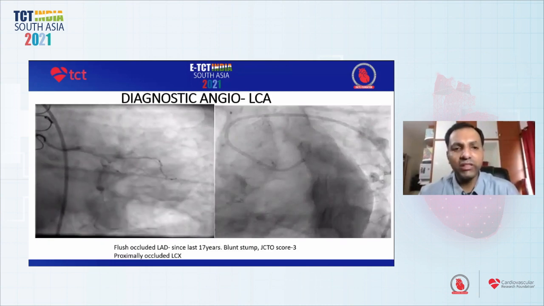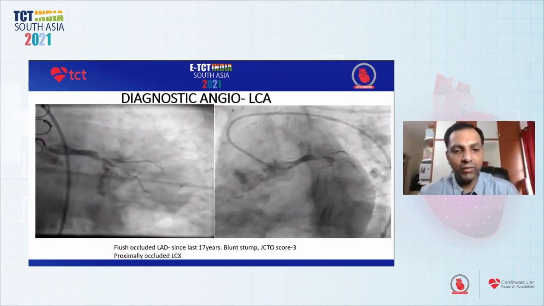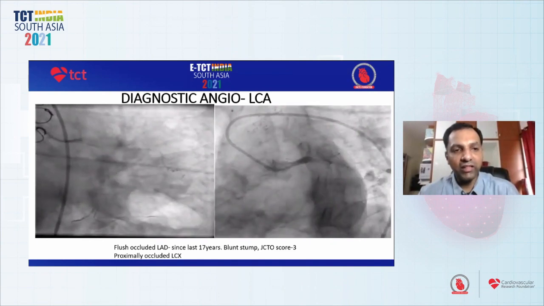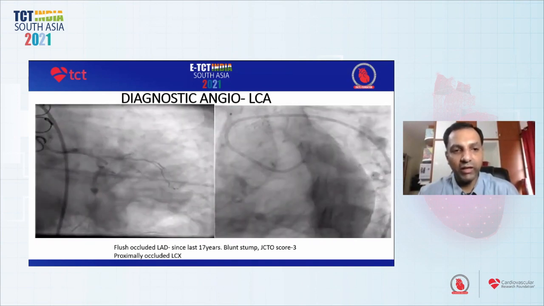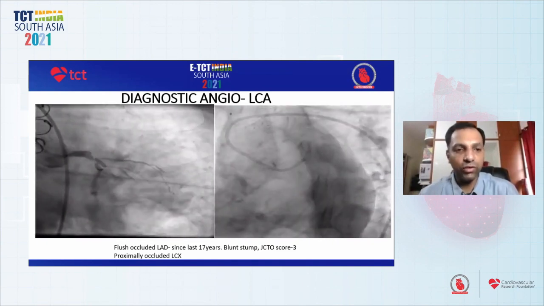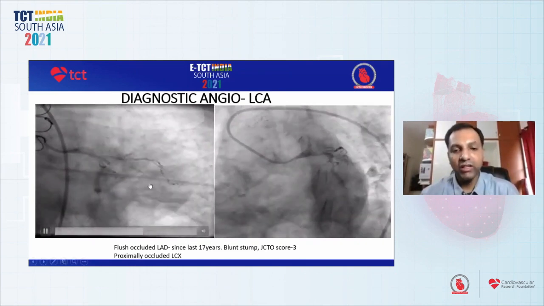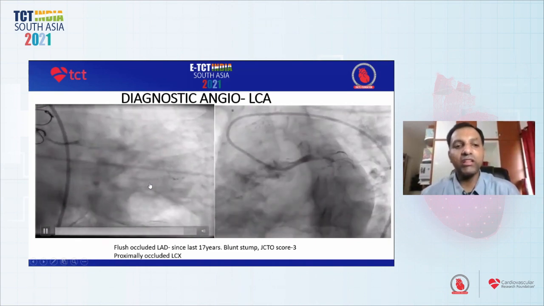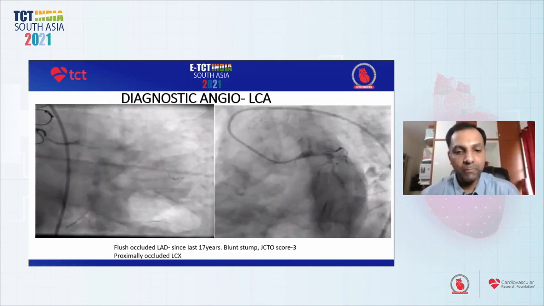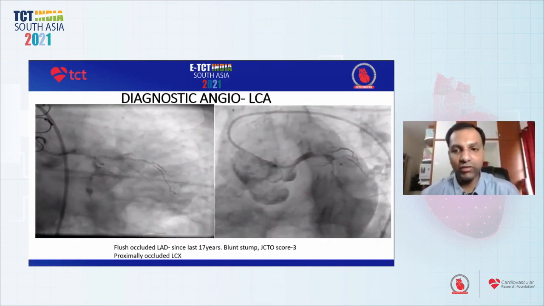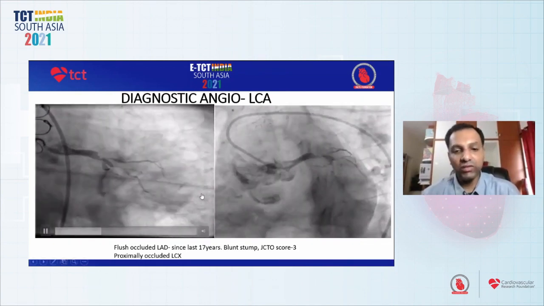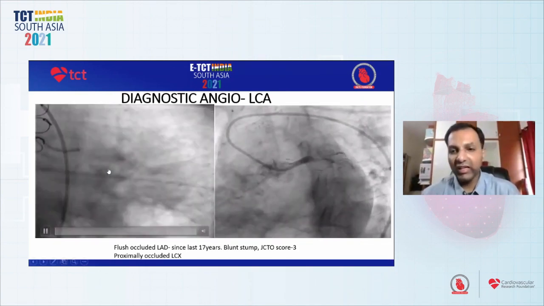This was a diagnostic left side angiogram done from the femoral route, which shows a minor ostial disease of the left main, followed by a bifurcation. LAD is flush occluded, as you can see from here. It's completely occluded at this point with a flat, almost blunt kind of stump. And we know that this has been occluded for the past 17 years because the angiogram before the CABG also mentions the same thing. So this is a blunt stump with a JCTO score of 3.